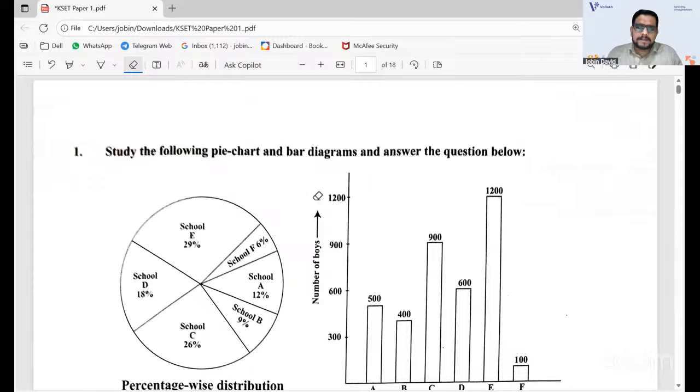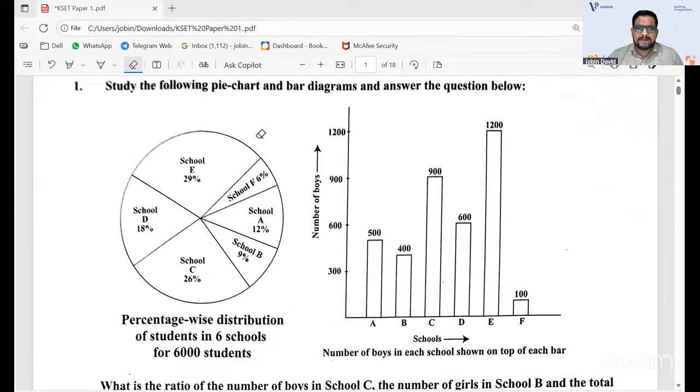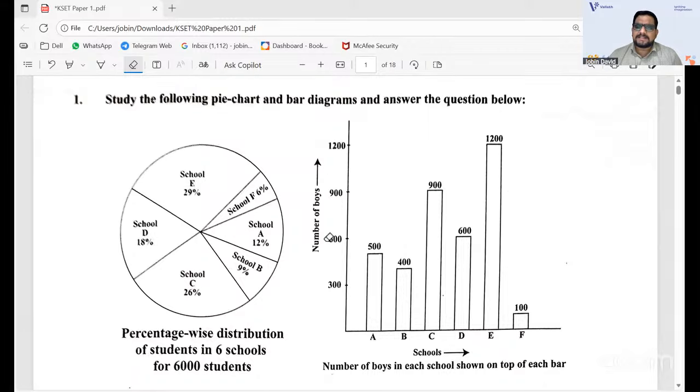The first question is regarding a pie chart and bar diagram. It was an expected question. When we did the revision, we told you there would be a question from data interpretation. There is one pie chart and one bar diagram given. It's very easy to study the bar diagram and pie chart because it is just percentages and the numbers given.